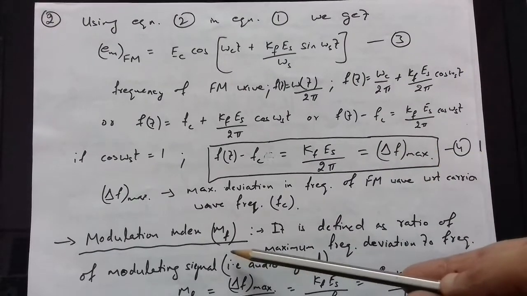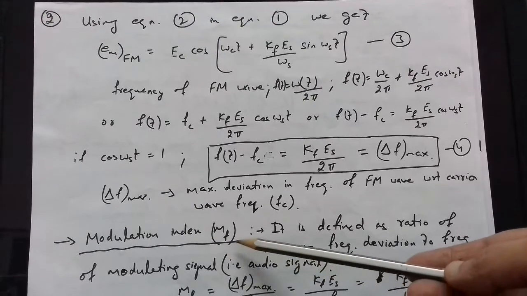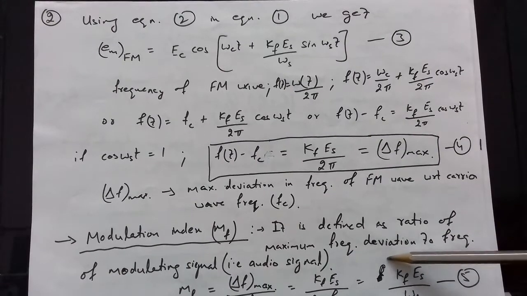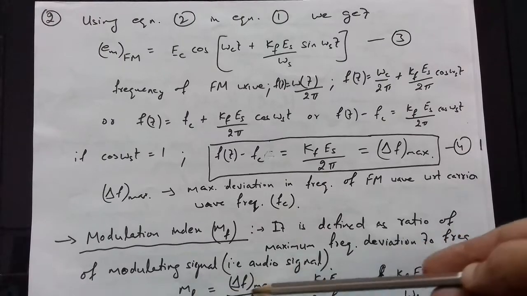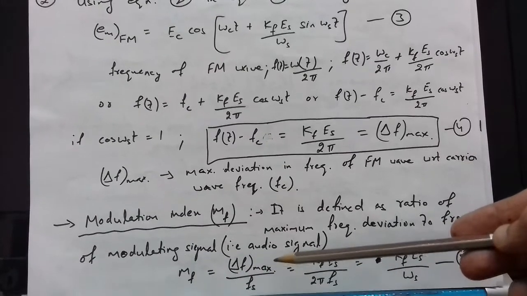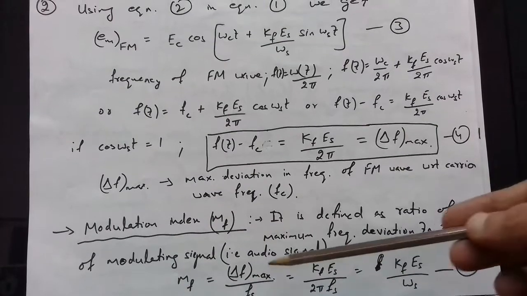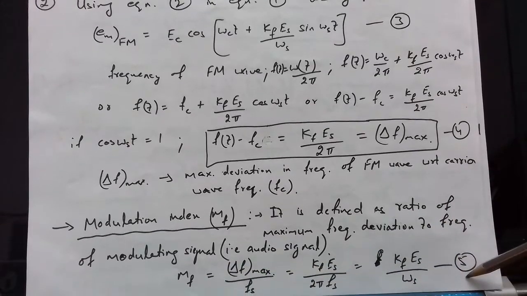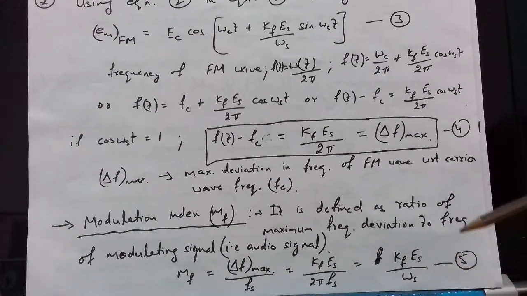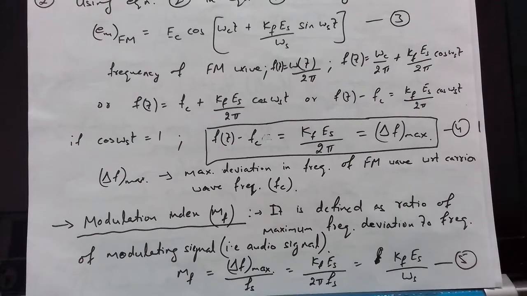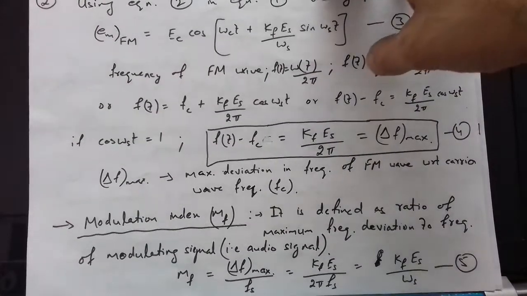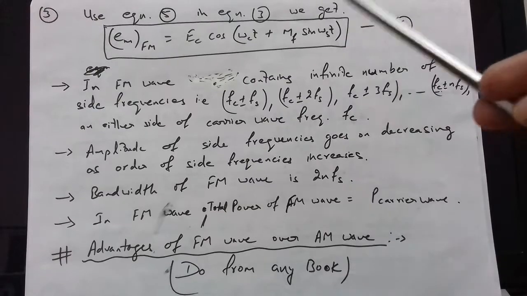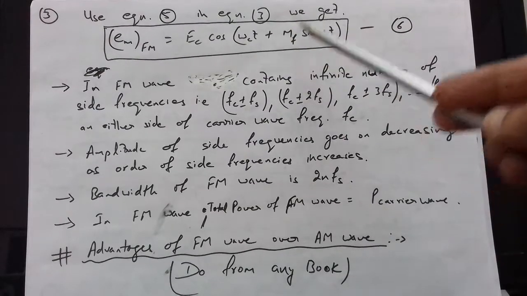A quantity that comes up is the modulation index, given by Mf. It is defined as the ratio of maximum frequency deviation to the frequency of the modulating signal. So it is delta F maximum over Fs. You can put the value of delta F maximum and you will get the expression for the modulation index given by equation 5. All these values are beneficial when you have to solve numericals. Now equation 6 will give you the value of the FM wave in terms of modulation index.